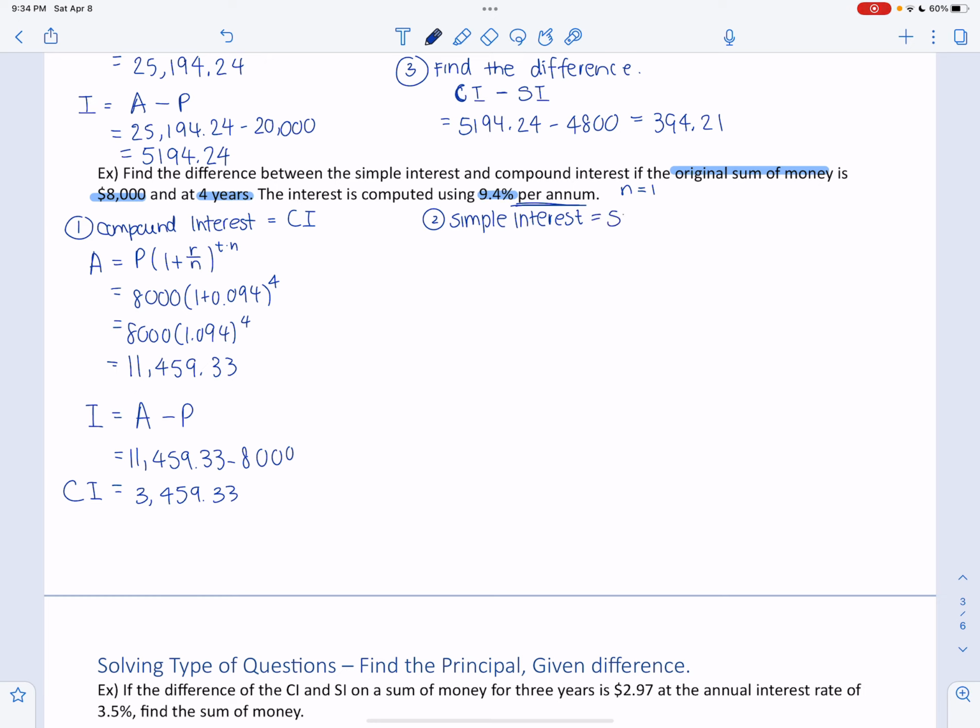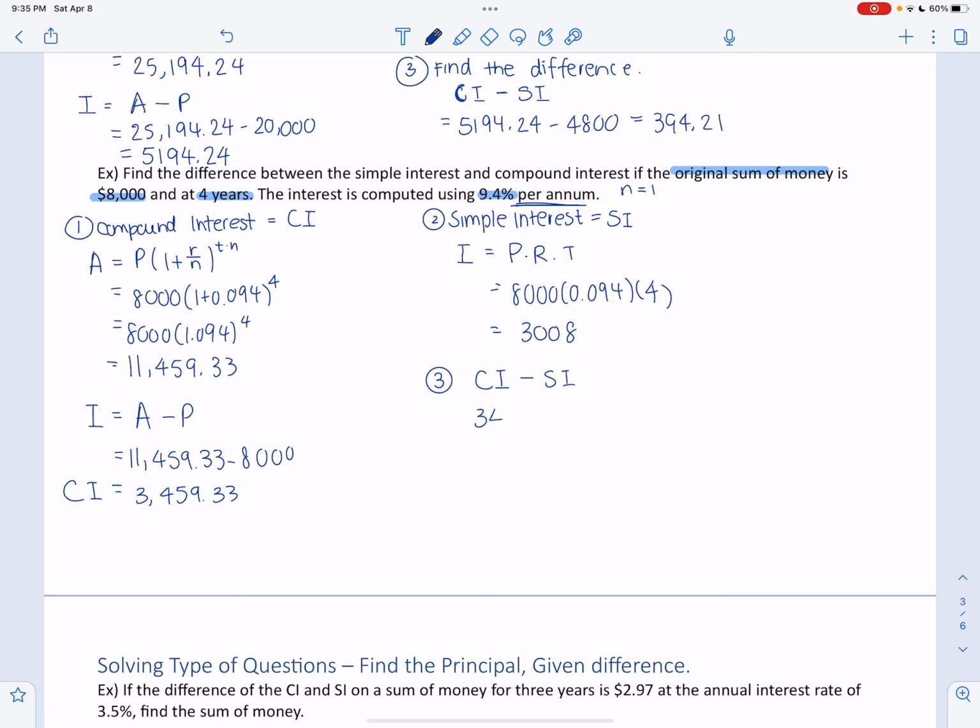I'm going to call this SI going forward. So my simple interest is principal times R times T: $8,000 times 0.094 times the 4 years. Okay? Times 4, that is $3,008. Okay? Step 3, I'm going to use compound interest minus simple interest.